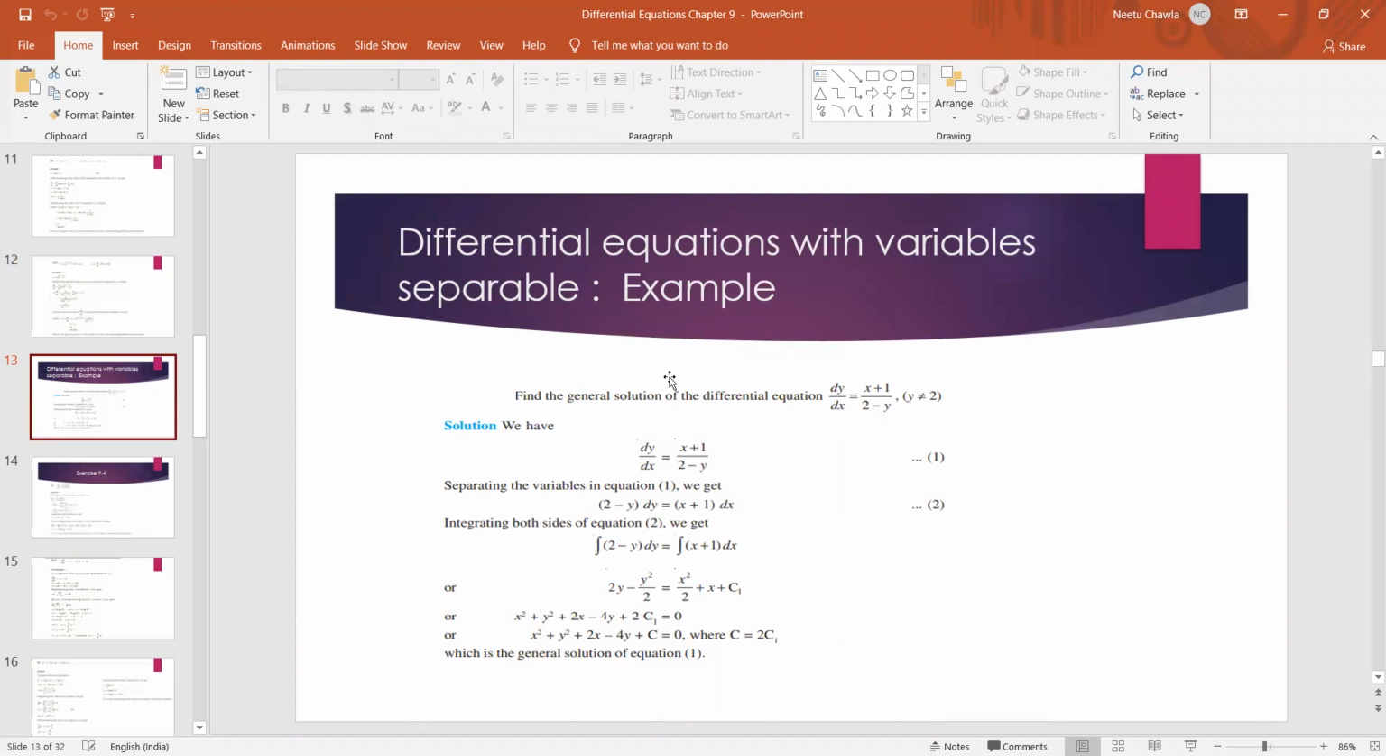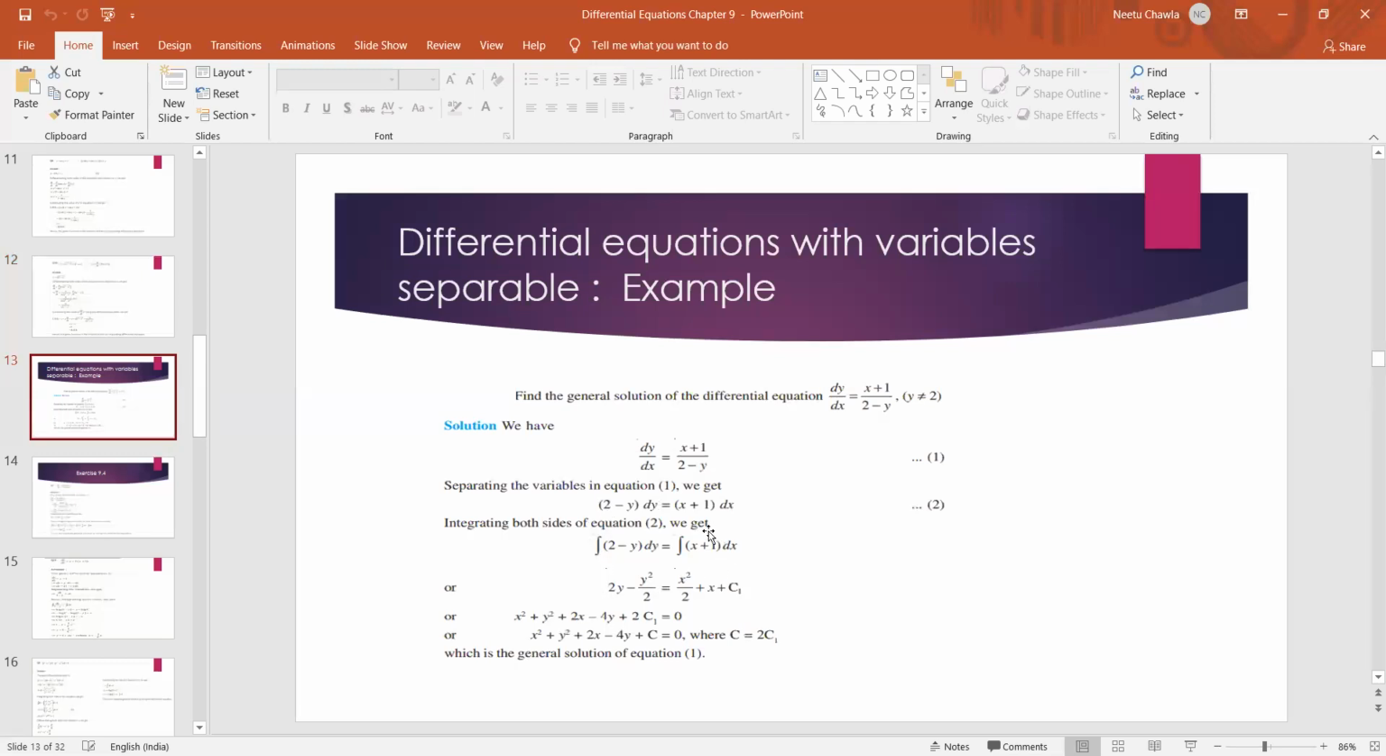Suppose it is written here, find the general solution of the differential equation dy by dx is equal to (x plus 1) upon (2 minus y), where y is not equal to 2. So you can easily see this denominator in the right hand side is totally with y and the numerator is with x. This is dy upon dx. Now taking all the y terms towards left hand side and all the terms with x on the right hand side. So we had just a kind of a cross multiplication, and then we have to find the value of y. So we'll integrate this whole equation.